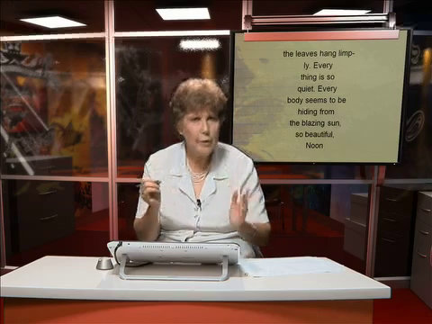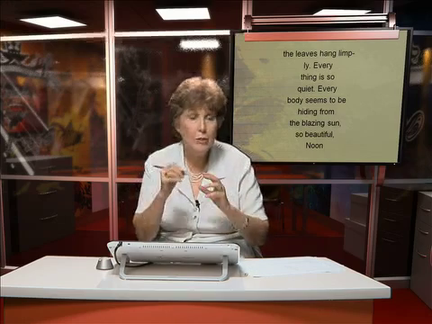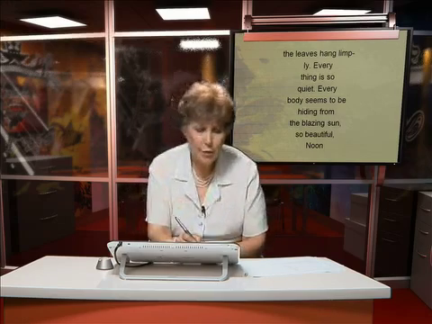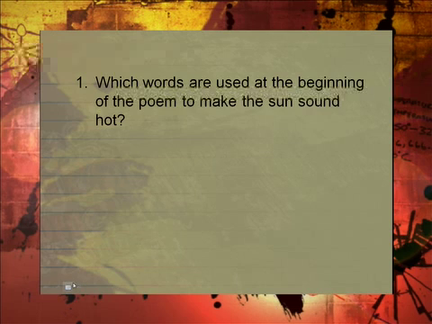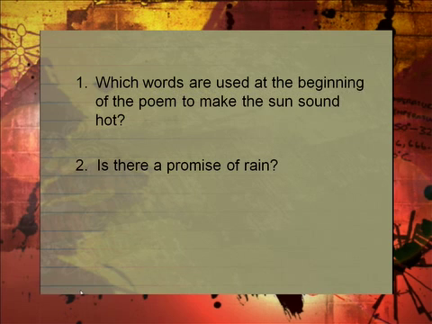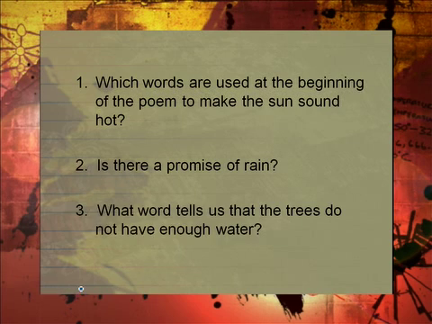Now that's written by one of my grade 8s, and you would normally like to read it more than once. We're going to be looking at it quite closely, so I don't really have time to read it again, but you could be asked quite factual questions about it. Let's see how well you do. Which words are used at the beginning of the poem to make the sun sound hot? Quite factual questions. Is there a promise of rain at the beginning of the poem? And what word tells us that the trees do not have enough water?